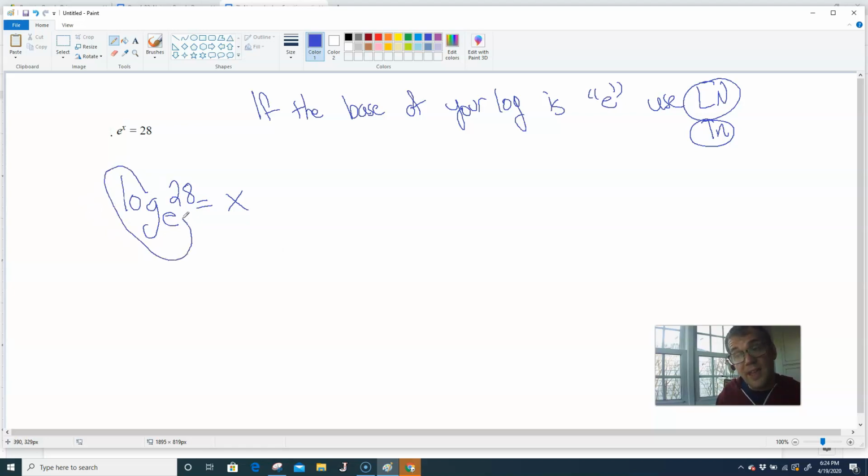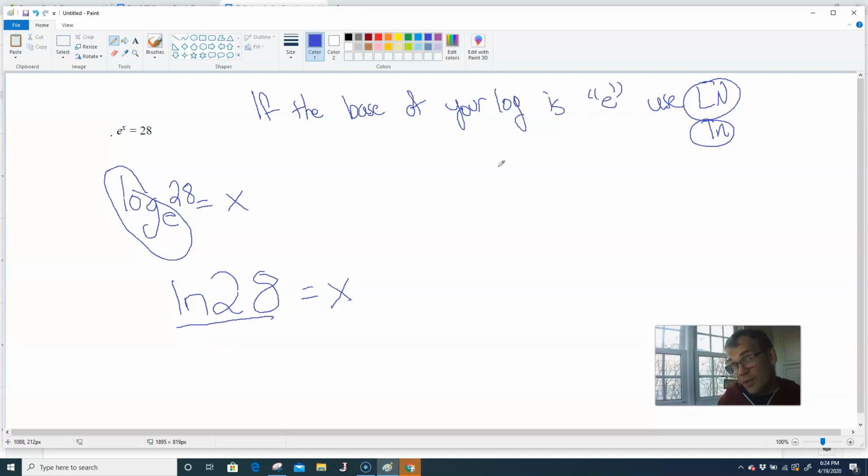What they will write instead of this is ln of 28 equals, and you'll bust your calculator out and you'll get this calculation. My pen is really messing up.